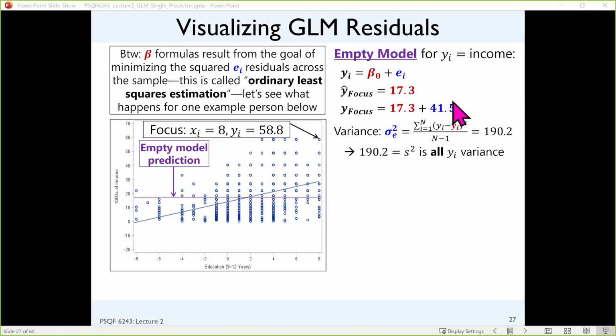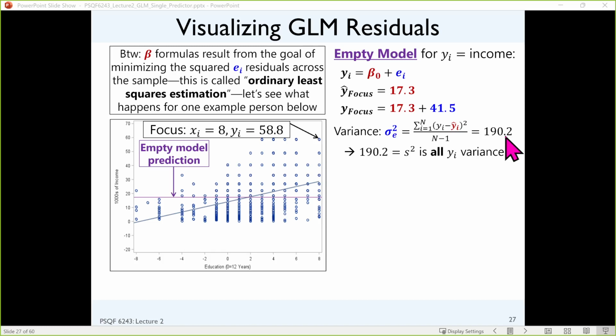41.5 is like all the reasons why this person makes more money than everyone else. We don't know what they are, but it's that much. So if I figure out what E is for each person, and I take that E, so y minus what the model says, E is the interior of this parenthesis here, square it, sum it, divide by n minus 1, then the answer is 190. That is the variance of income in this sample. And if I took the square root of that variance, what do I get?